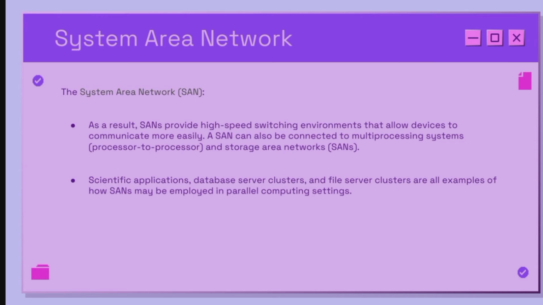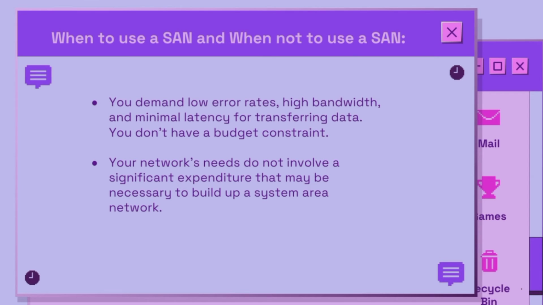A SAN can also be connected to a multi-processing system and storage area network. Scientific application database server clusters and file server clusters are all examples of how SANs may be employed in a parallel computing setting. When to use a system area network: you demand low error rates, high bandwidth, and minimal latency for transferring data. You don't have budget constraints.